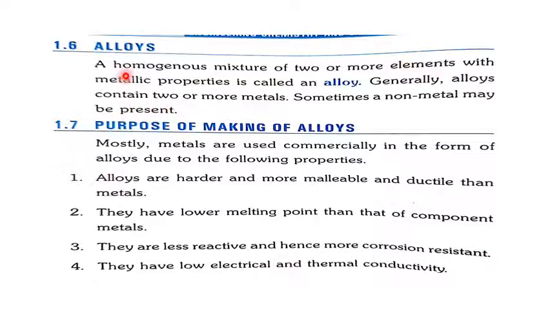Okay, these are about alloys. What is an alloy? A homogeneous mixture of two or more metals with metallic properties is called an alloy. Generally, alloys contain two or more metals. Sometimes non-metal may be present in the alloy. What is the purpose of making alloys? Mostly metals are used commercially in the form of alloys due to the following properties. Alloys are harder and more malleable and ductile than metals. They have a lower melting point than that of component metals. They are less reactive and hence more corrosion resistant. They have low electrical and thermal conductivity.